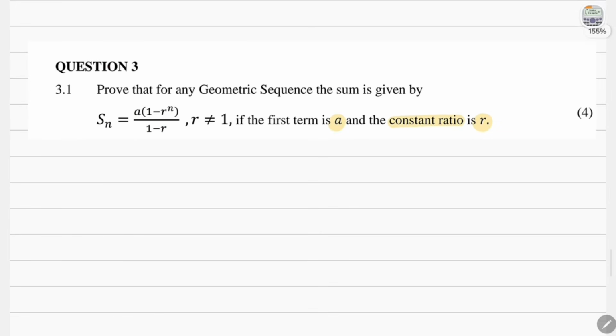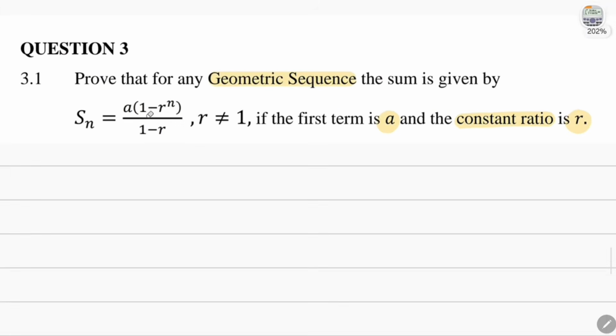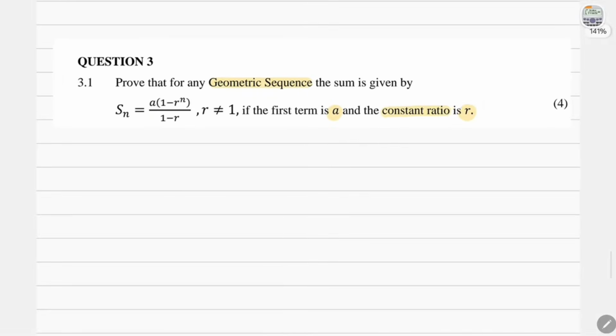Okay, so this is something that you'll find at the beginning of your textbook, in sequences and series, and they show you the proof of the sum series for the geometric and the arithmetic series. Okay, so we are dealing with the geometric specifically, and we should also remember that this is the one that says 1 minus r to the power of n.